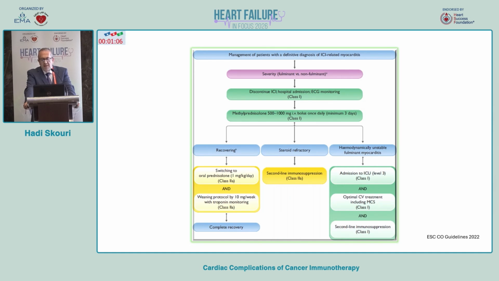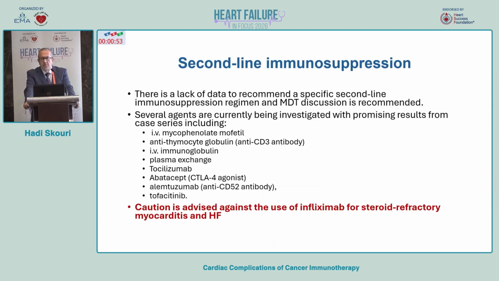If hemodynamically unstable fulminant myocarditis, we have to go with the guidelines of mechanical circulatory support in addition to second-line immunosuppression. For second-line immunosuppression, there is no single recommended agent, but we can use IV mycophenolate, anti-thymocyte globulin, immunoglobulin, and others like abatacept and CTLA-4 agonists, etc.